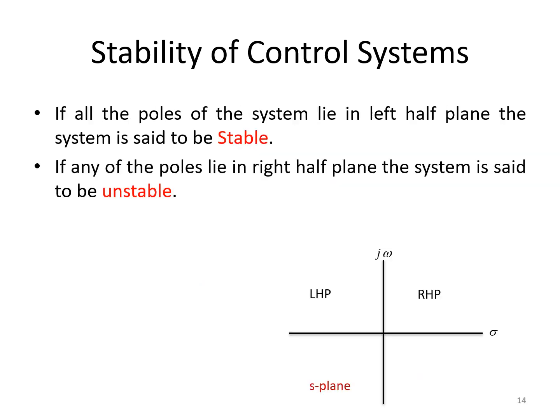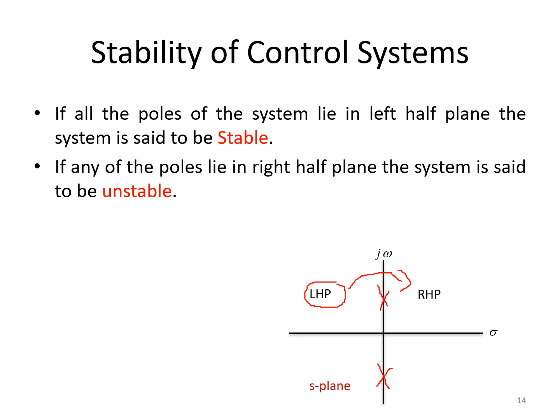Now if all the poles of the system lie on the left half of the plane, that is, if all your poles are on the LHP side, then the system is said to be stable. Or else if any one of the poles comes towards your right side, then the system is said to be unstable. In some cases you will have poles on the imaginary axis, then your system is said to be marginally stable. This is about stability analysis of the system using poles and zeros.